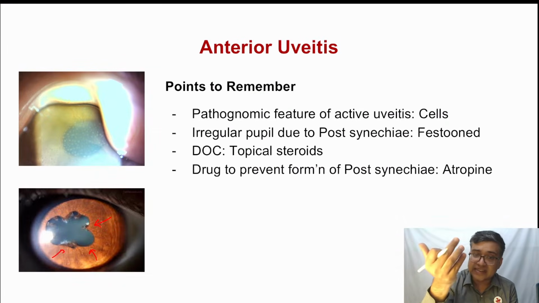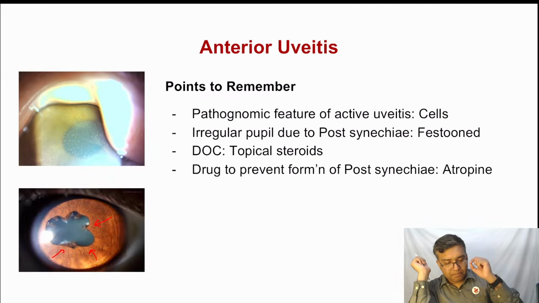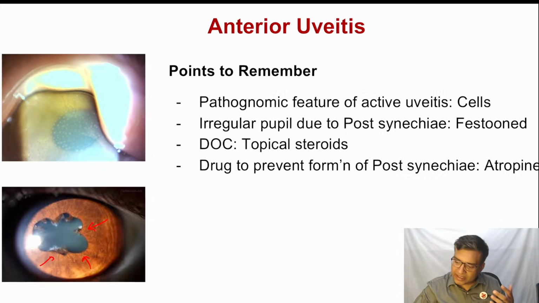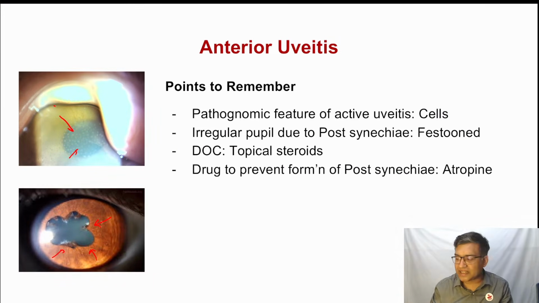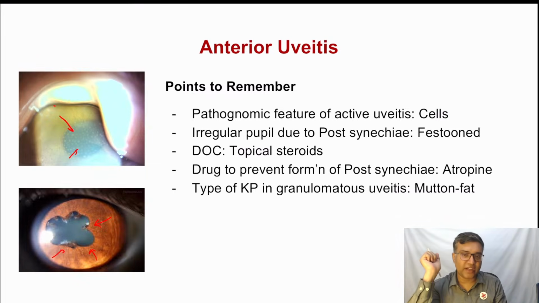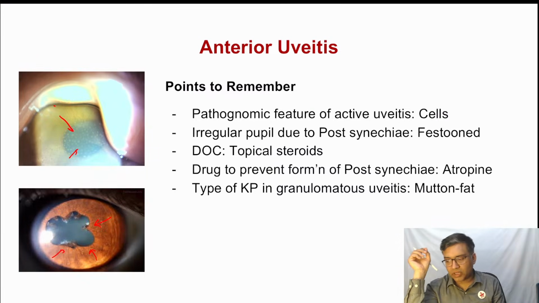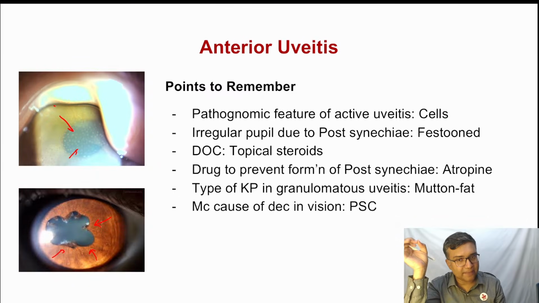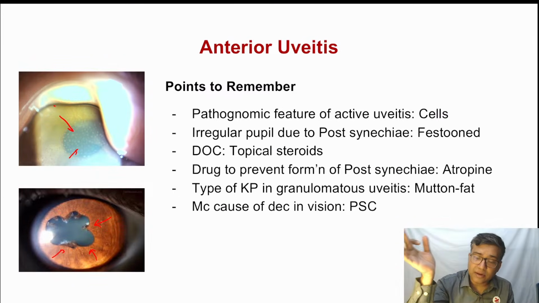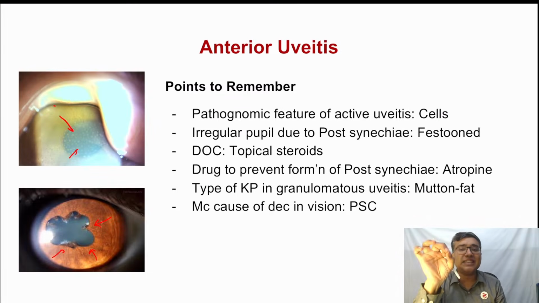The next question they ask is, if you are getting a patient with granulomatous uveitis, what are the type of keratic precipitates that you would see here? As you can see in this picture, there are large mutton fat keratic precipitates. So large mutton fat keratic precipitates are seen in the granulomatous uveitis. And what is the most common cause of decrease in vision in these patients? The answer would be posterior subcapsular cataract.